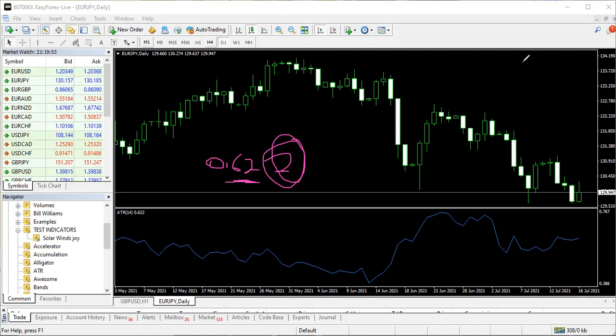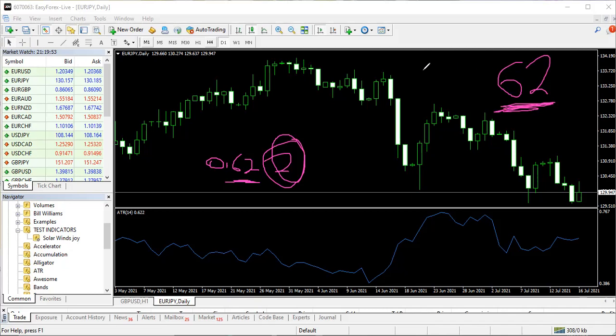So it means on average, this is on daily time frame. If you look at the chart, it's on daily time frame. So this means that on average, this pair, which is Euro JPY, can move only 62 pips on average. It will move 62 pips on average.